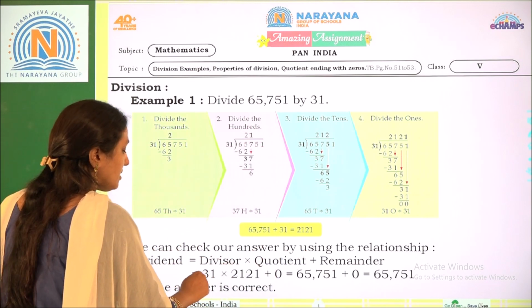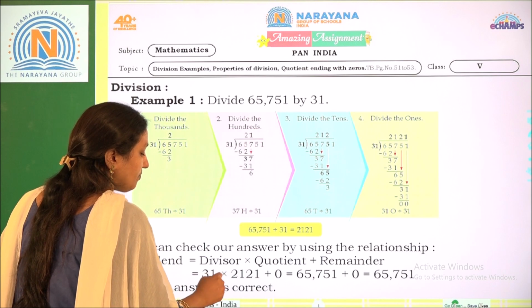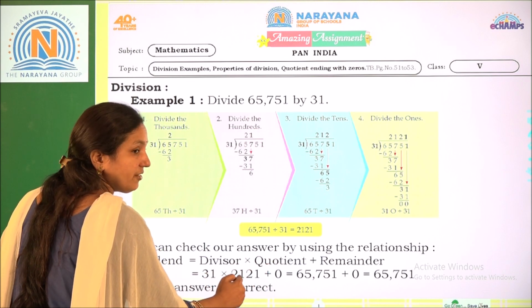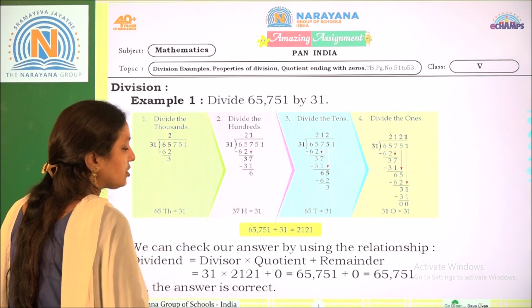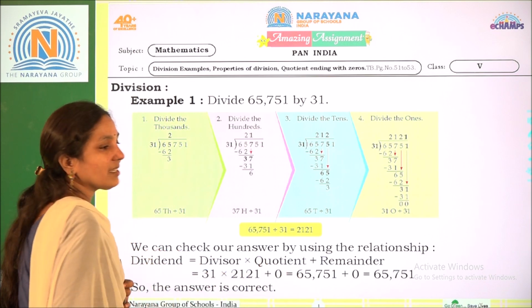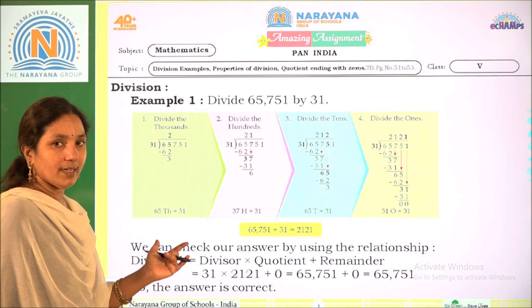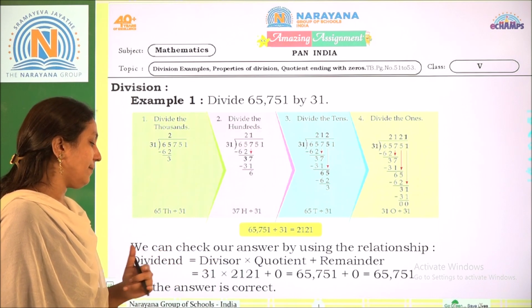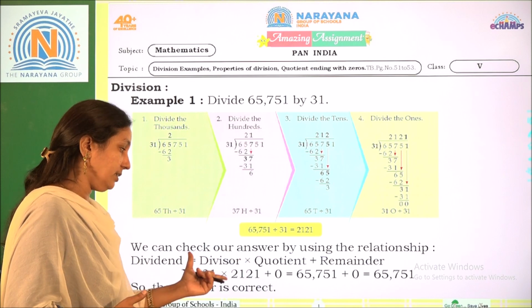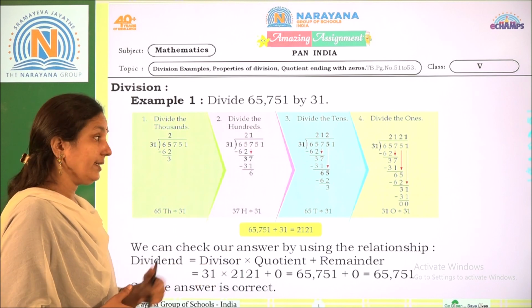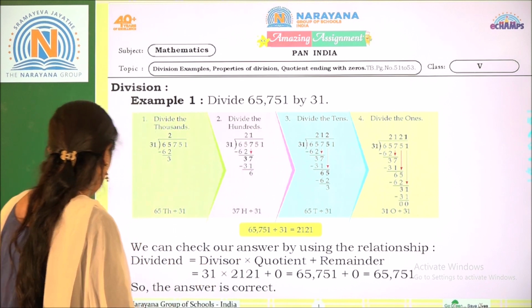Now write the divisor 31 and quotient 2,121 plus 0. By multiplying these two, you will get 65,751 as the answer. So both will be the same. You did it correct. Now coming to the next one.